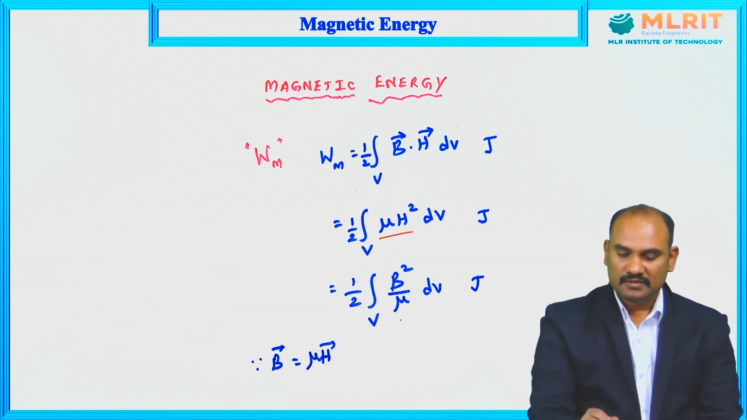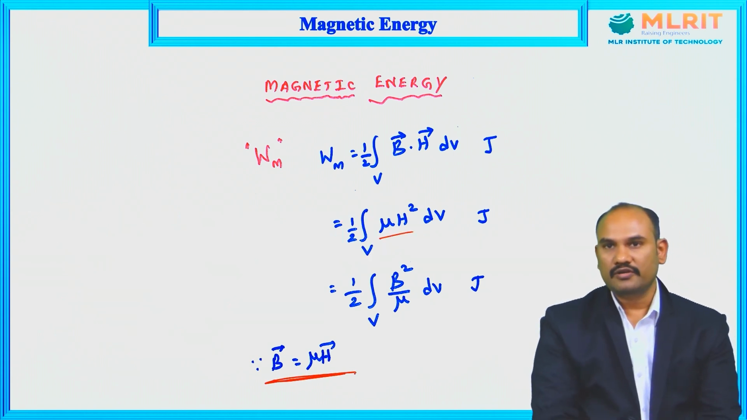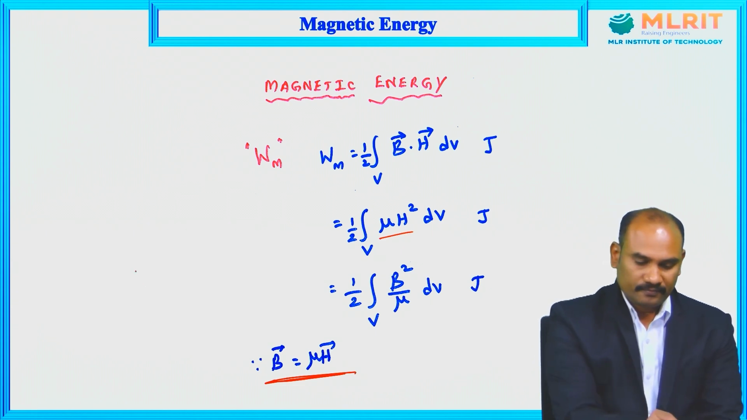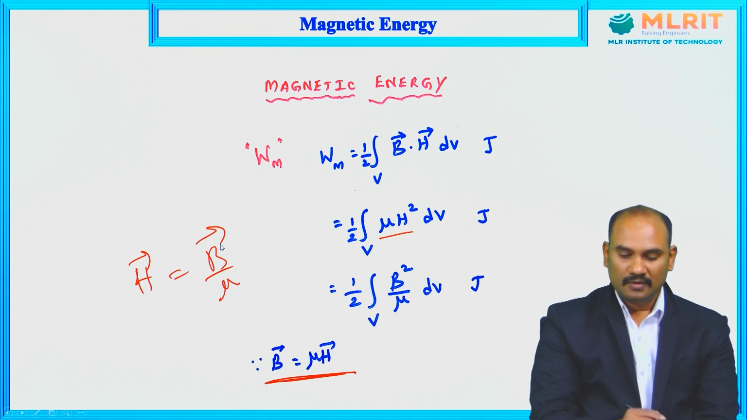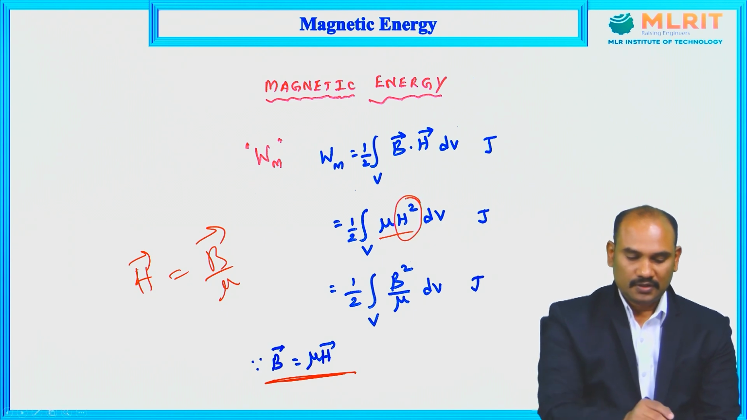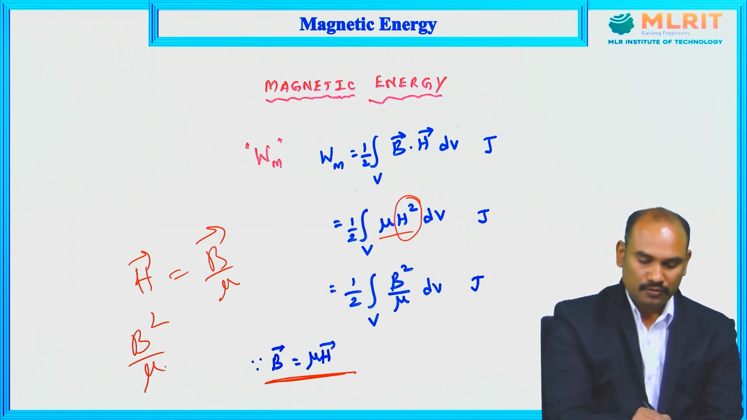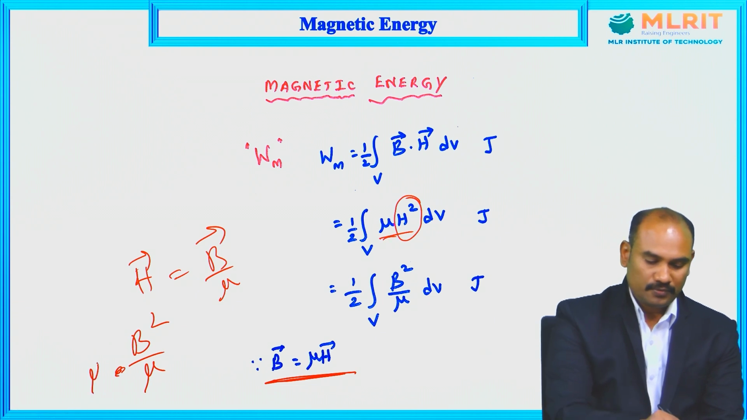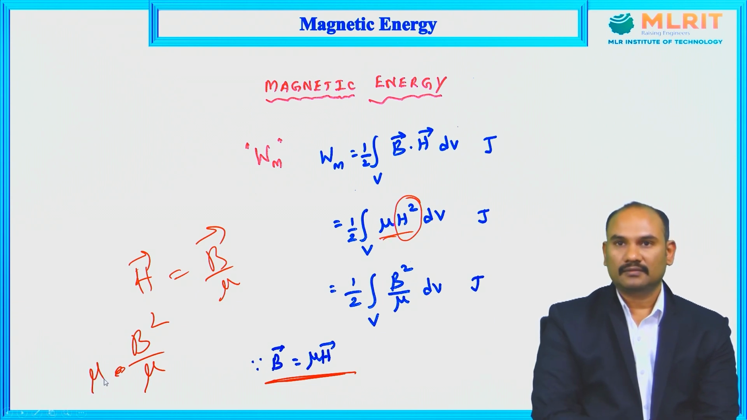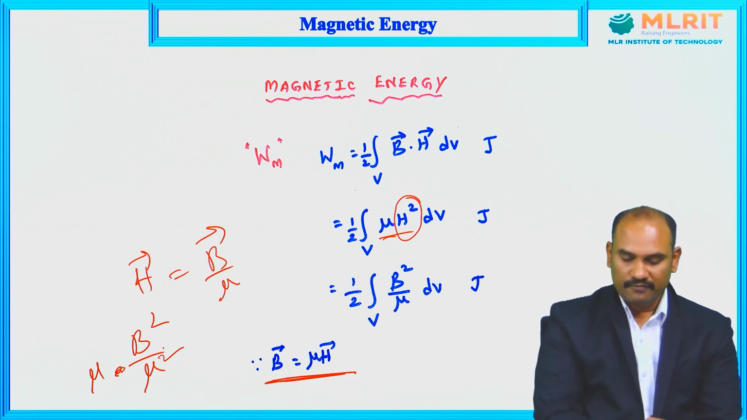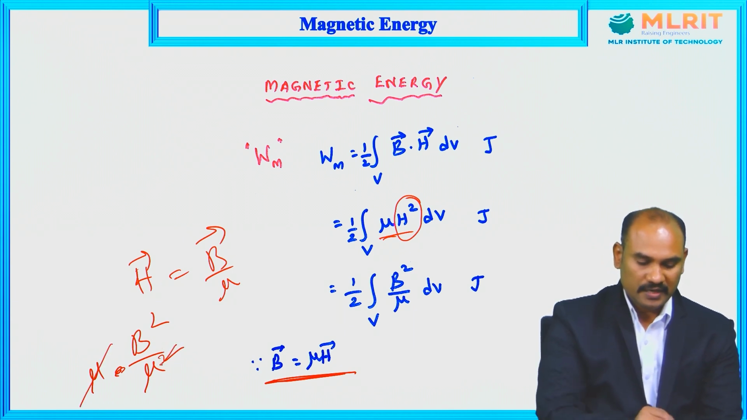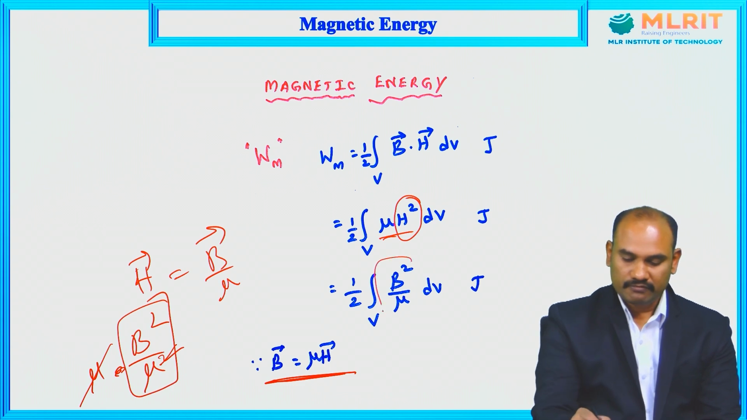Now, two alternate forms. We know that B equals mu H. This is called a constitutive relationship in electromagnetics, one of the constitutive relationships. Now, H can be written as B by mu. In place of H square, you can write B square by mu square. Already one mu is there, so if you substitute, the mu square cancels. We get half B square by mu.